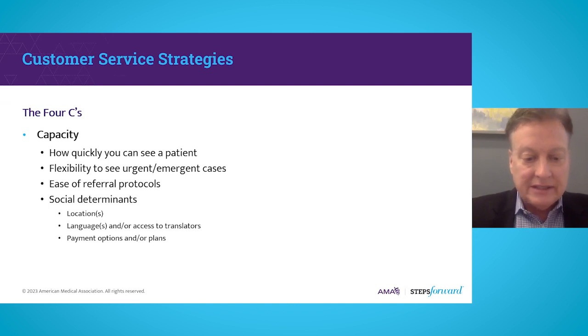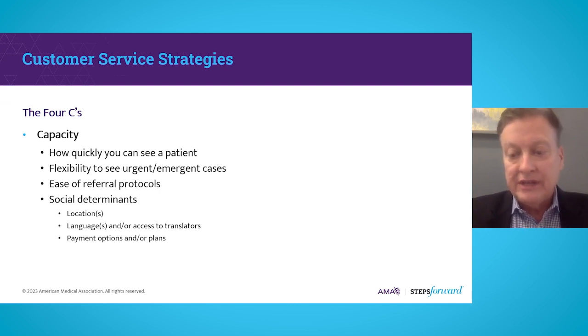Next is capacity. The number one issue is often, how quickly can you see my patient? Flexibility with urgent and emergent cases is also key. You want to make sure in your personal communications with referral sources that they understand how to get someone in that needs to be seen immediately. Making sure your referral protocols are easy is key.